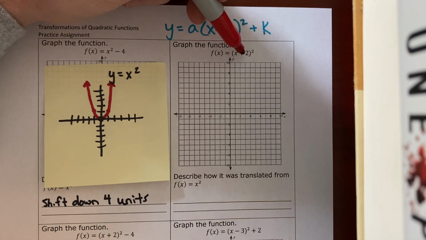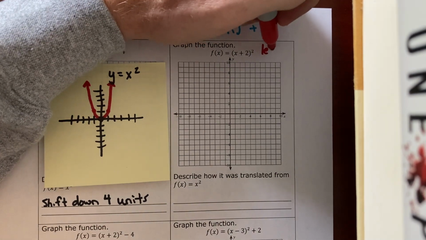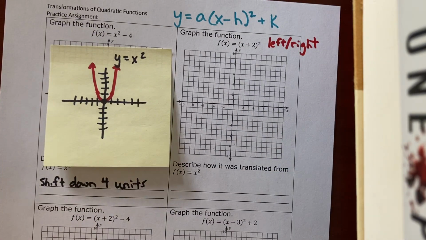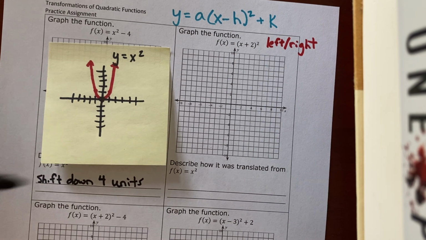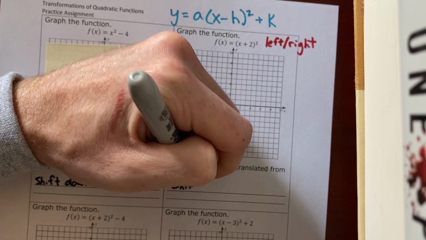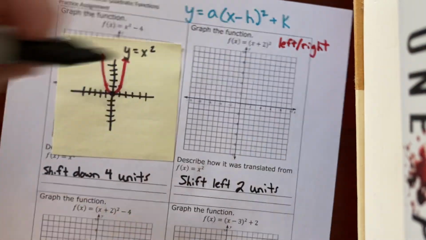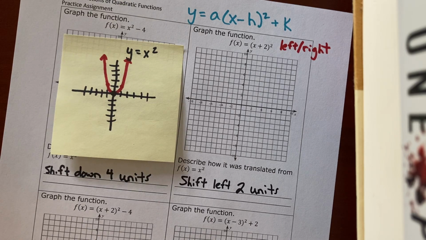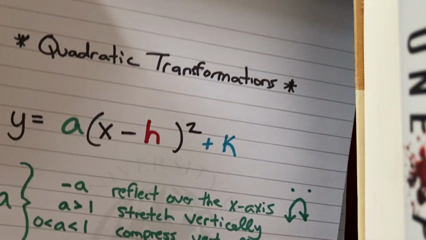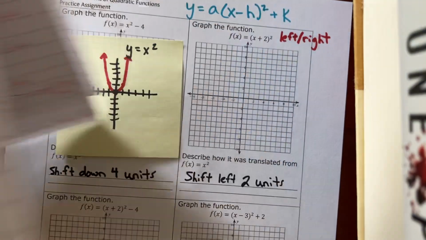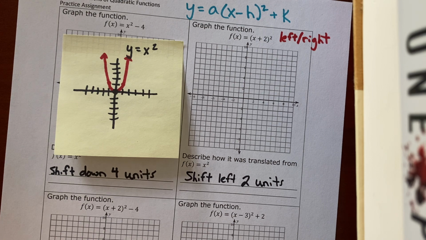I do have a number inside the parentheses. Inside the parentheses, we know is a left or a right transformation. All right, this is the tricky part. Since it is a +2, a +2 is going to shift left 2 units. And if you got stuck on that, a really good thing to reference are those notes that we took at the beginning. A positive goes left. So always double check the notes that you guys are taking.